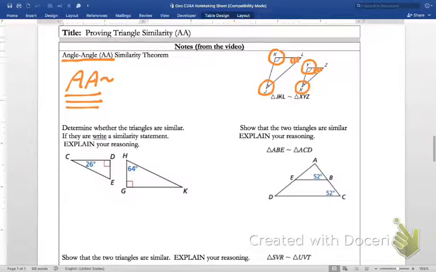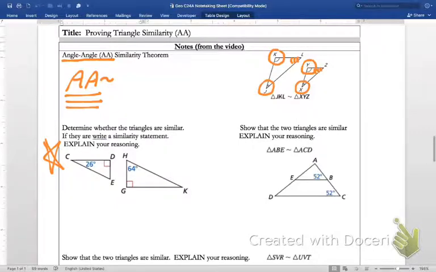So let's take a look at this situation next, right here. Determine whether the triangles are similar. If they are, we want to write a similarity statement and explain why. So by the angle-angle similarity theorem, if we can find two angles congruent to two angles in the two different triangles, we can say the triangles are indeed similar.